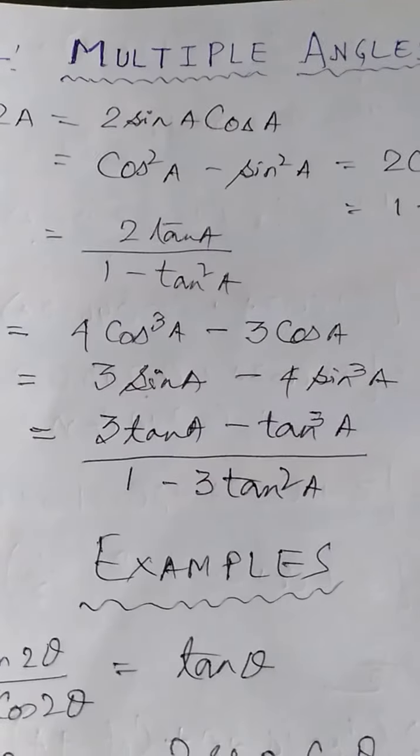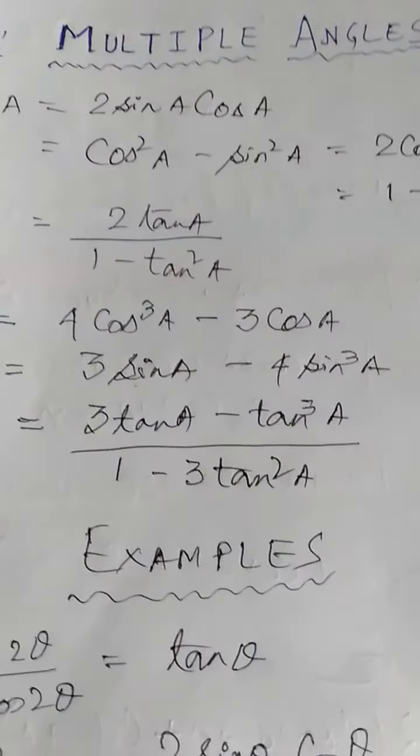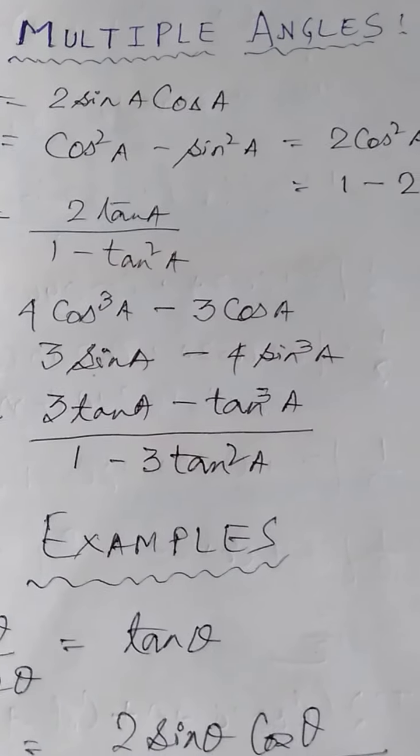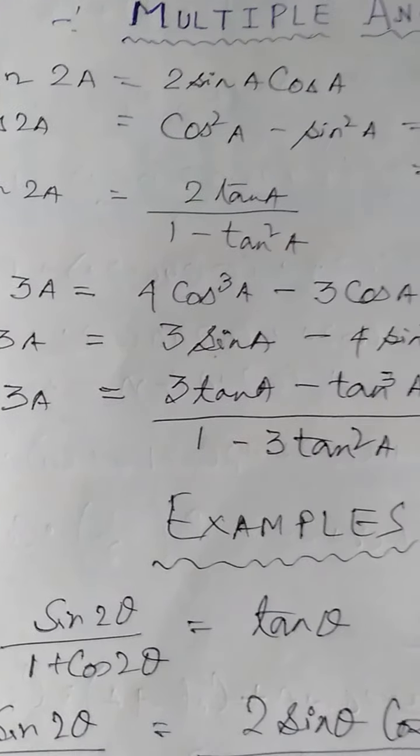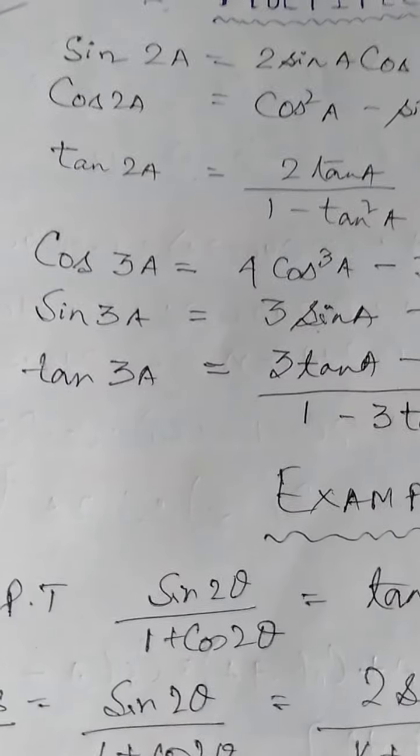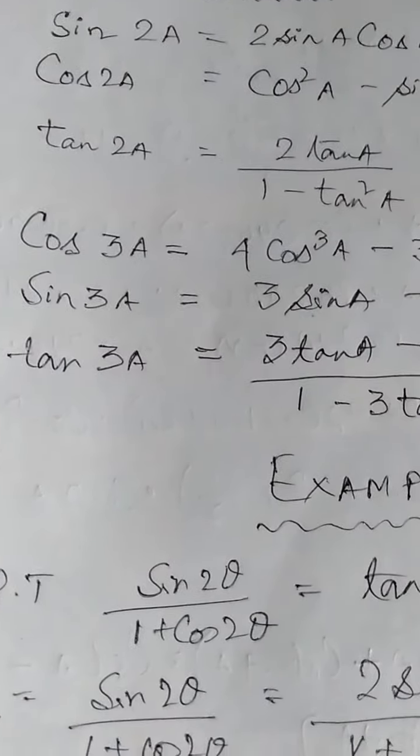So let's see the formulas. What is the meaning of multiple angle? Multiple angle means, let A be any angle, then the multiple angles will be 2A, 3A. So 2A and 3A are called the multiple angles of A. So let's see the formula.